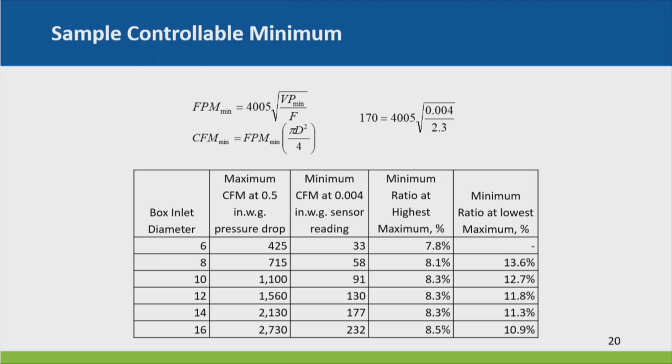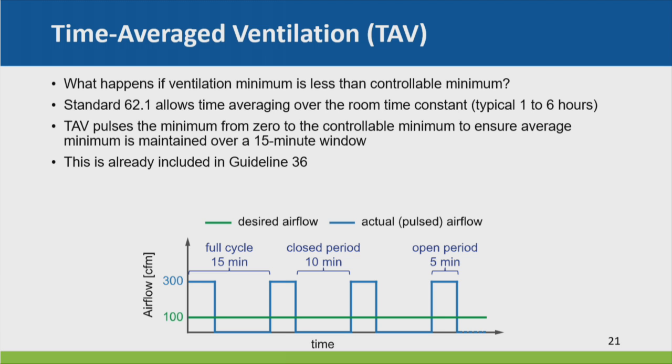Well, then what happens if we have a really low ventilation rate? That can certainly happen. Well, we have another thing to take care of that. Timed average ventilation. If the ventilation requirement is less than what your controllable minimum is, we pulse the air into the space. So Standard 62 and Title 24 allow you to time average. So you don't have to have the ventilation completely constant. You just have to have it right over a time period. And the time period is quite long. For a typical office building, it's about 6 hours. Most people don't know that. So you only have to be right over an average of 6 hours. Leaves you a lot of flexibility there.